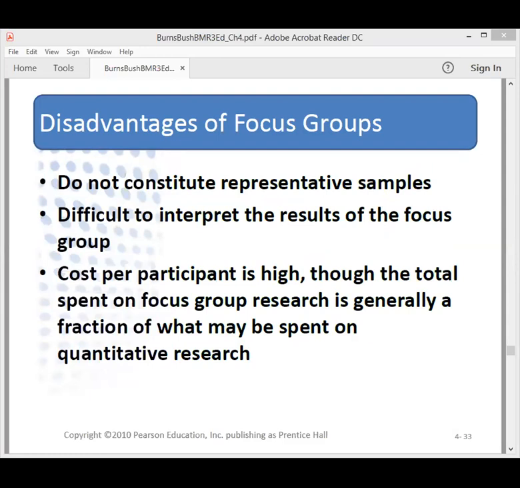Also, sometimes it's difficult to interpret the results. You have to have a really good interview technique in order to get results that you can interpret. And the cost is going to be relatively high.